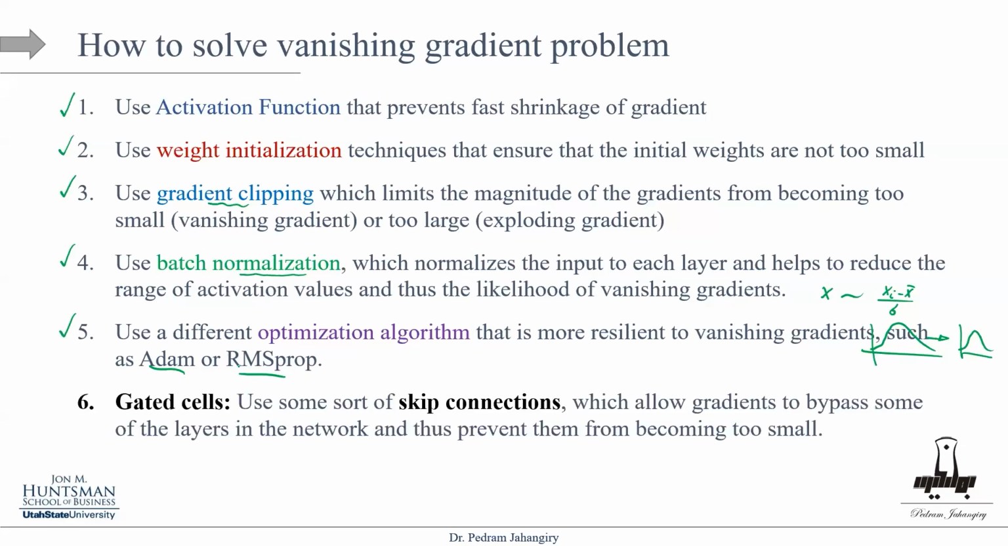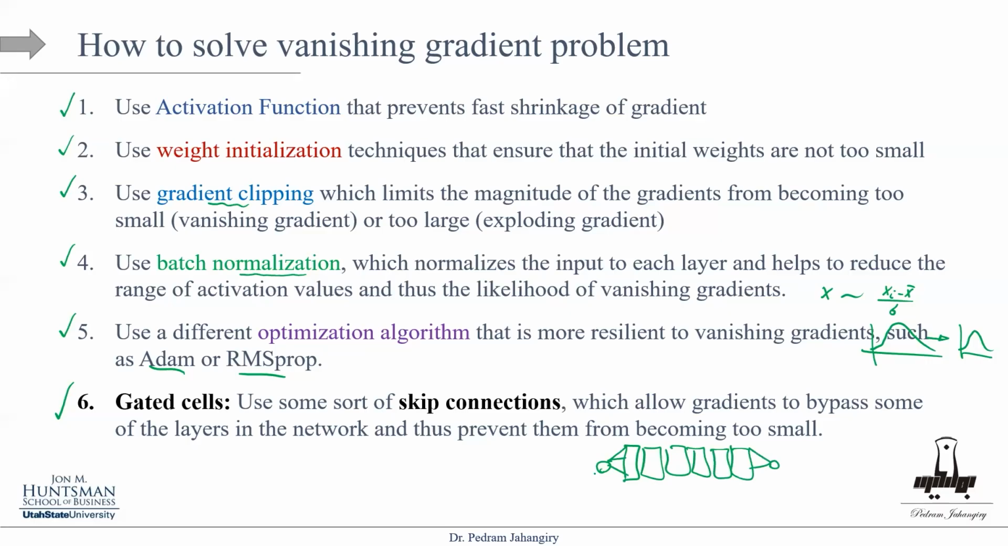And the most important one is this. This is the whole reason we do LSTM. Use gated cells, right? We're going to use some sort of skip connections, which allows gradients to bypass some of the layers in a network and thus prevent them from becoming too small. Again, the idea is super simple. If you have done computer vision, you will see that we have something like this in the ResNet architecture, residual network architecture. Imagine you have something like this. Oh, I'm just making up stuff. This is one hidden layer, another hidden layer, multiple hidden layers.